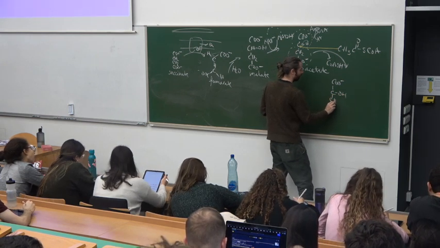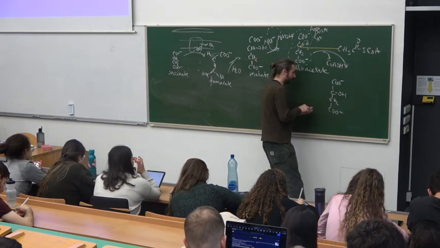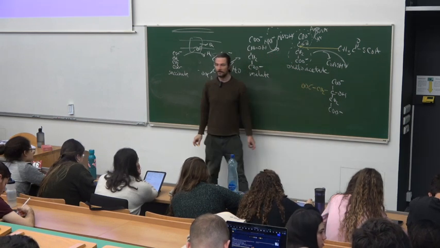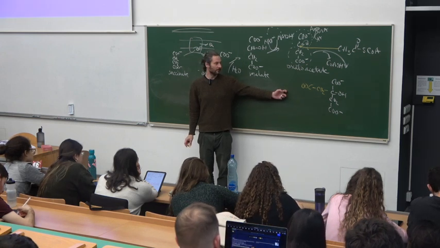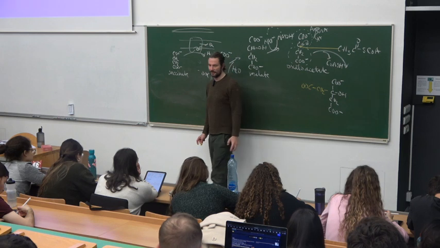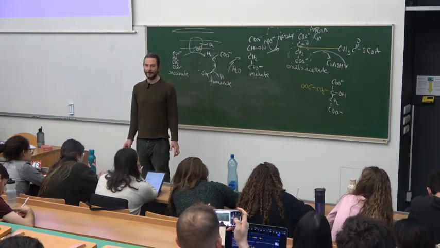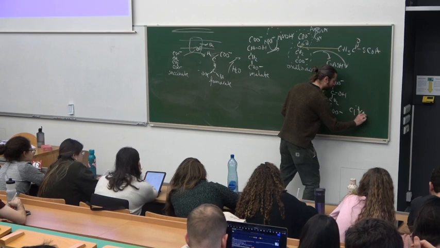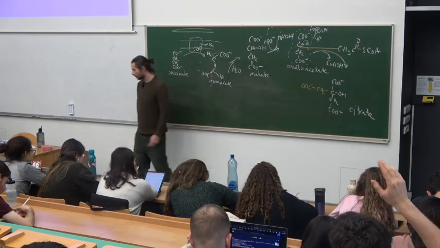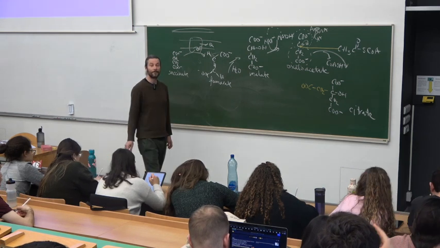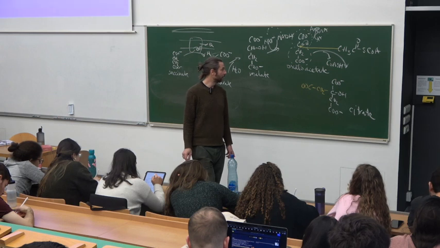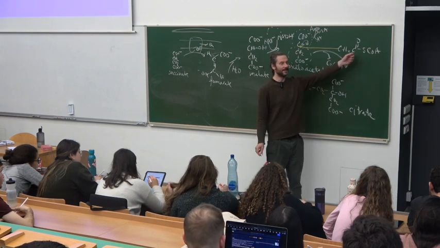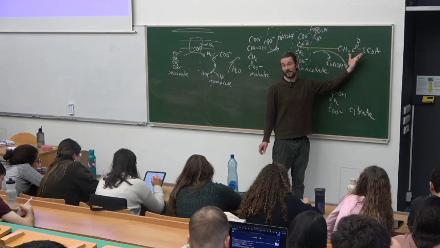Do it like this. This was originally the acetyl CoA, and this was originally oxaloacetate. And this is citrate. Yeah, but it's connected to the sulfur. This is an ester, a thioester. And if you hydrolyze it, you get the acid.